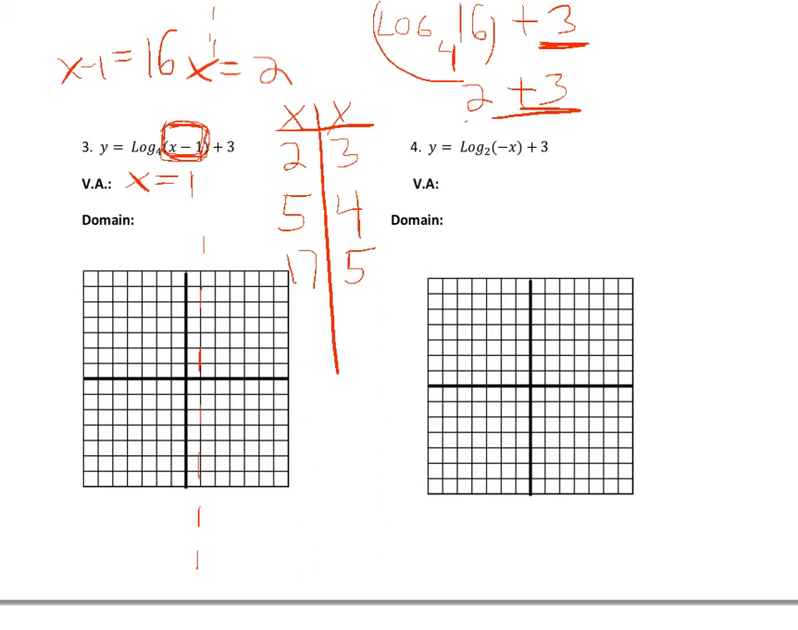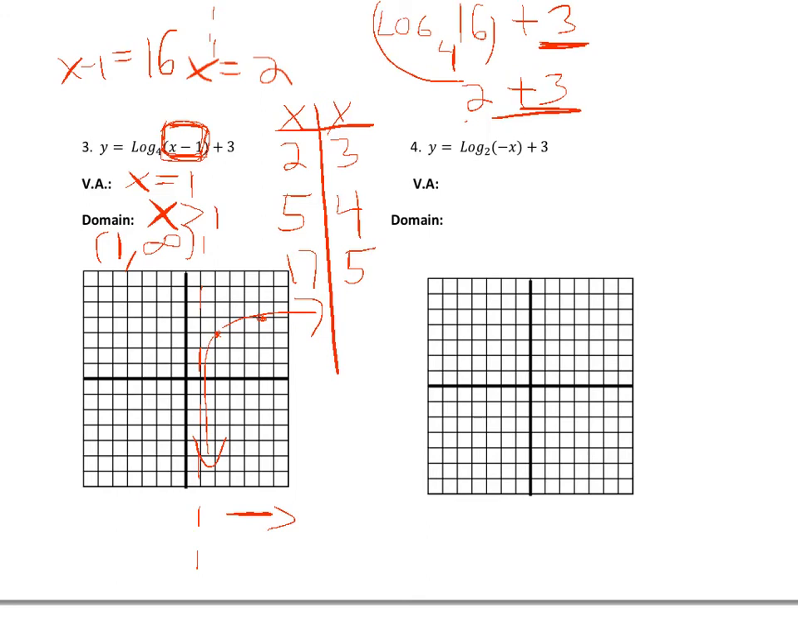So if I graph these, I'm going to graph 2, 3. 2, 3 is right up here. And then I have 5, 4. So 1, 2, 3, 4, 5. 4 is right here. So this goes up left to right, and again it curls down by the VA. And then the domain is everything on this side, so x is greater than 1, or in interval notation, 1 to infinity.